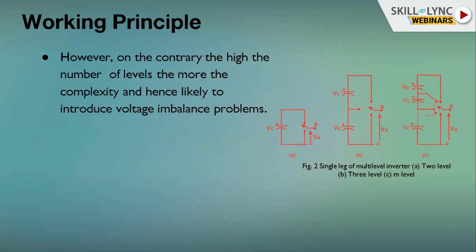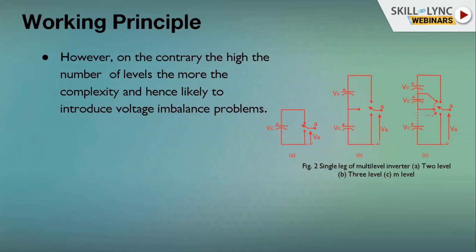On the contrary, the higher the number of levels, the complexity also increases, and hence are likely to introduce voltage imbalance problems. So that means, if you want to reach 10 volts as your peak, and you want to do it in 5 steps, you have 2 volts each. The other way around, you can have lesser levels and say, I go in steps of 2, have 5 volts plus 5 volts to give 10 volts. That looks much easier to control, but you want to have a better sinusoidal approximation.